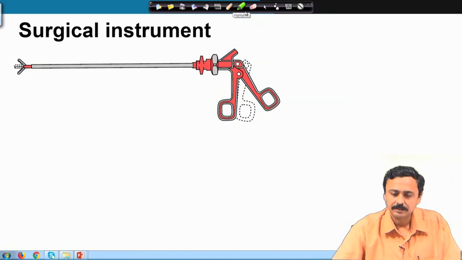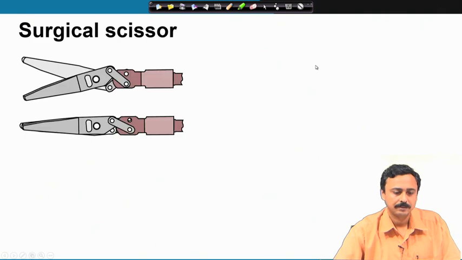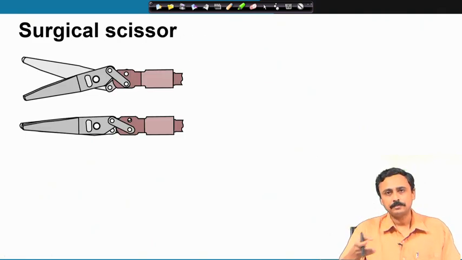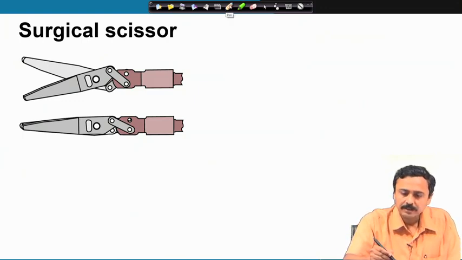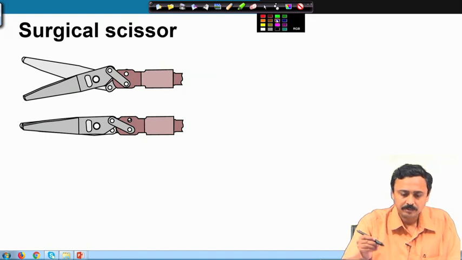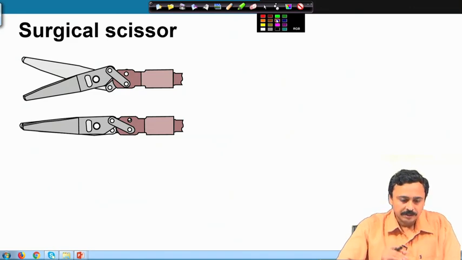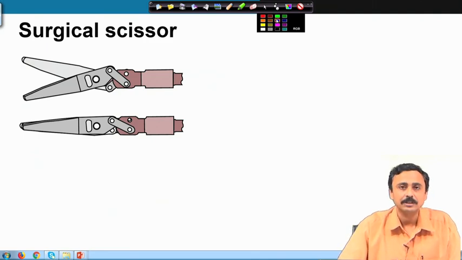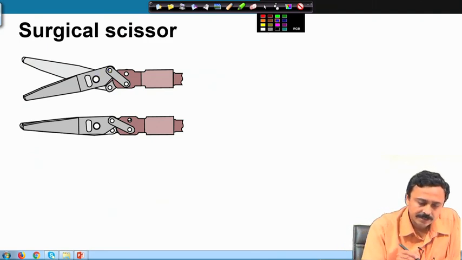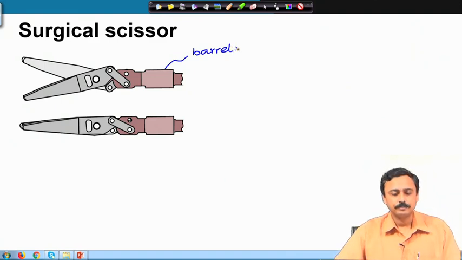Let us now look at the scissor which is at the end of this instrument, the laparoscopic surgical instrument. Now, when you look at this, it is quite complicated as you can realize. Therefore, we have to proceed step by step as to how this scissor works. This is the part of the barrel that I showed you in the previous slide.